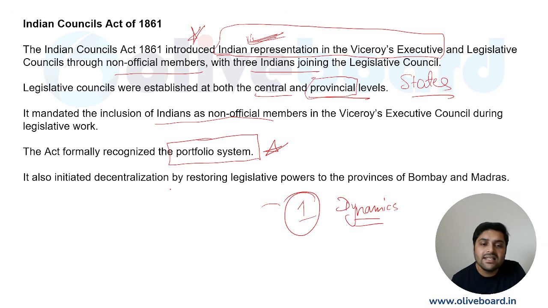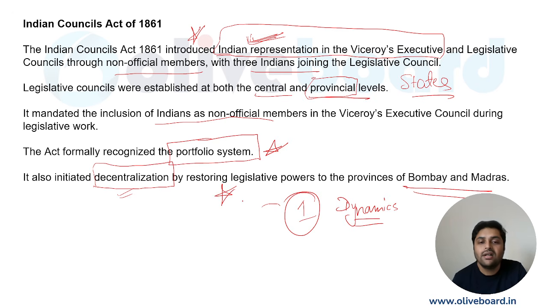It also initiated decentralization. They were centralizing earlier, now they started decentralizing because they got to know that if we keep the power in one core, it will not be helpful for Britishers. And they distributed it to Bombay and Madras.